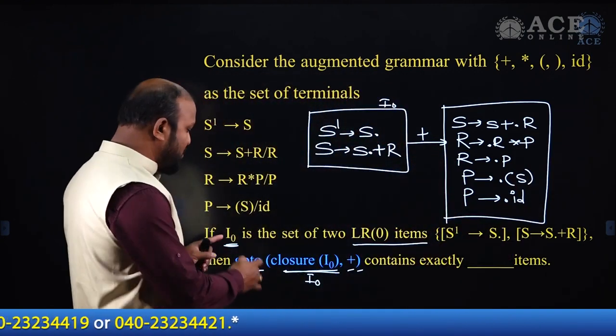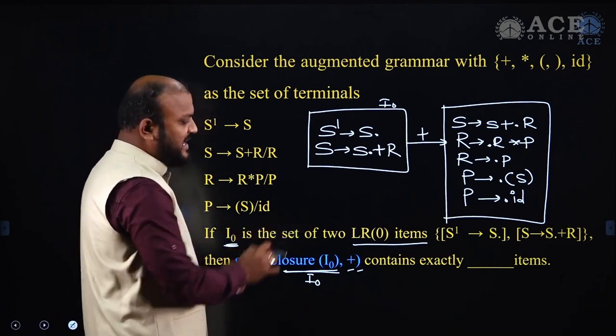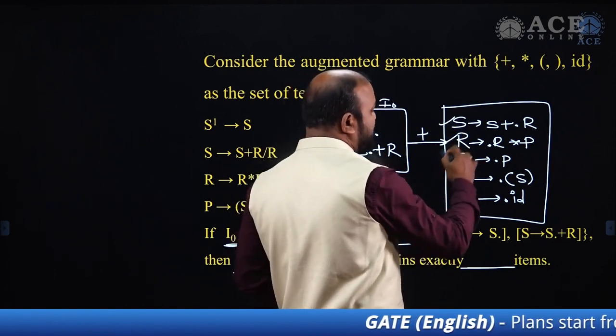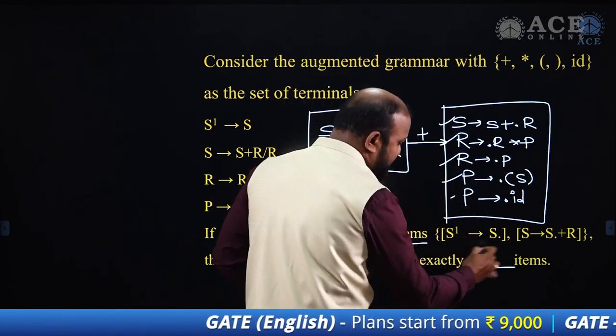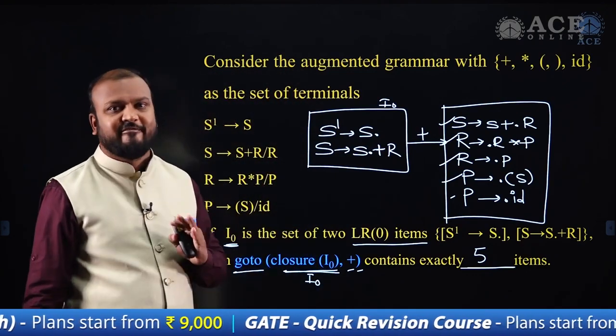Now what was the question? Go to of closure of I0 is I0, go to of I0 comma plus contains exactly dash items. How many items? 1, 2, 3, 4, 5. So how many items are possible? 5 items are possible. So the answer for this question is 5.